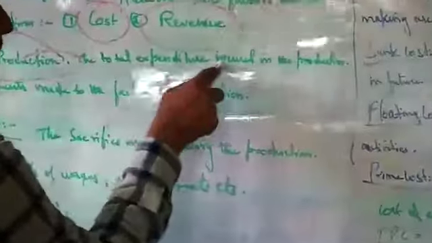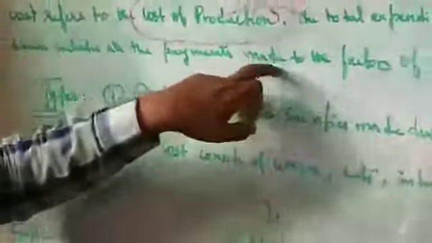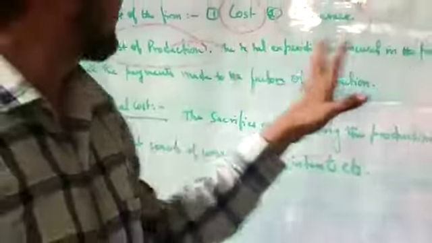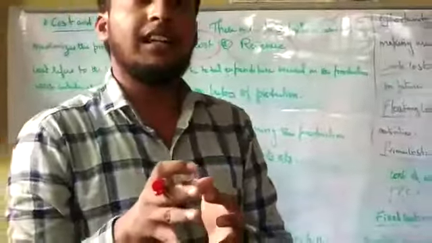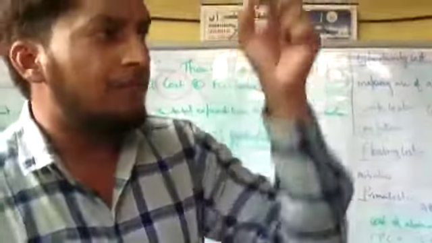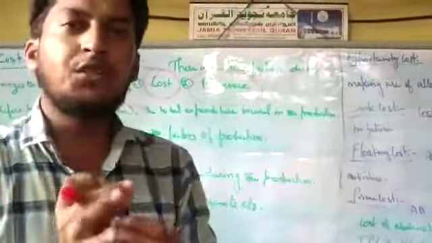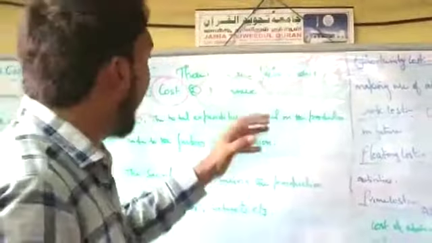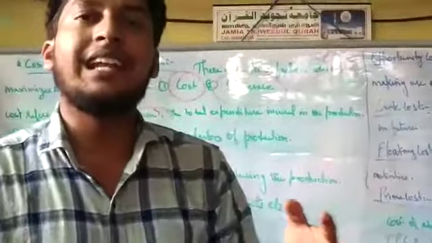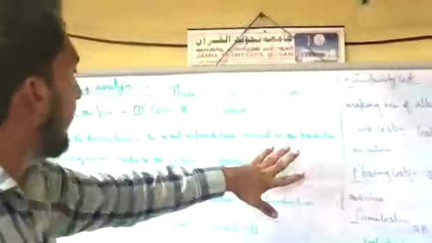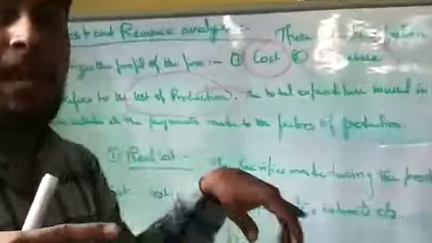The total expenditure incurred in the production, which includes all the payments made to the factors of production, which means whatever expenditure you have made from A to Z, whatever expenses have a link with the factors of production, this expenditure and all the payments you have made.